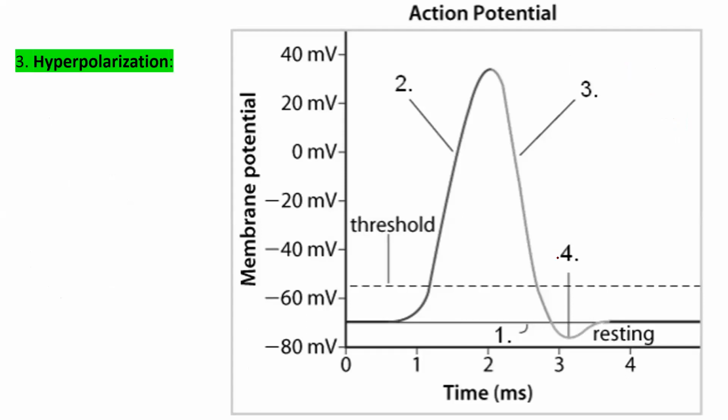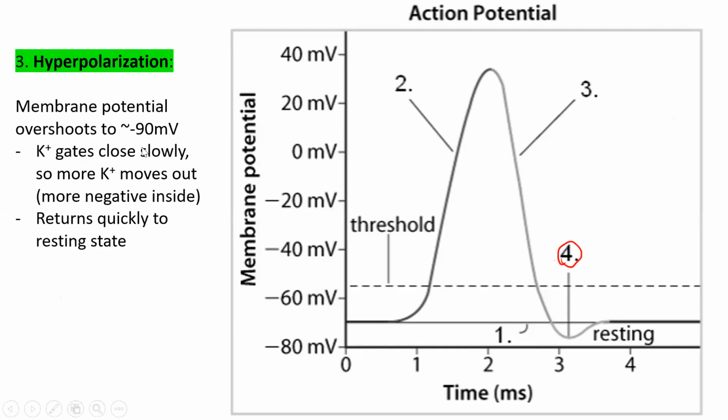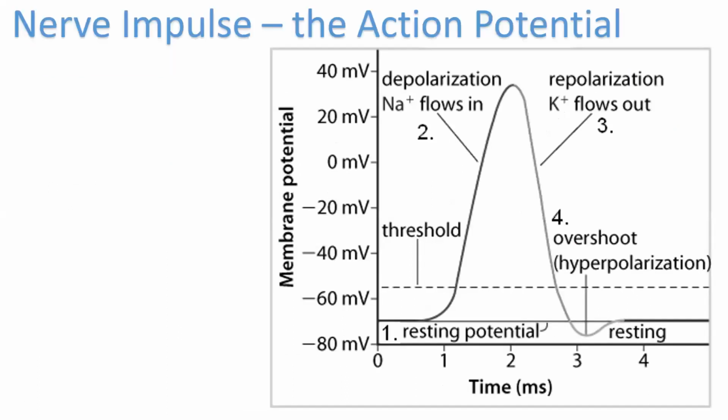Hyperpolarization, we just mentioned that part right here again. The membrane potential overshoots to negative 90. Potassium gates close slowly, so more potassium moves out, but it returns quickly to a resting state of negative 70. So number 2 is depolarization. Repolarization, number 4 is hyperpolarization.